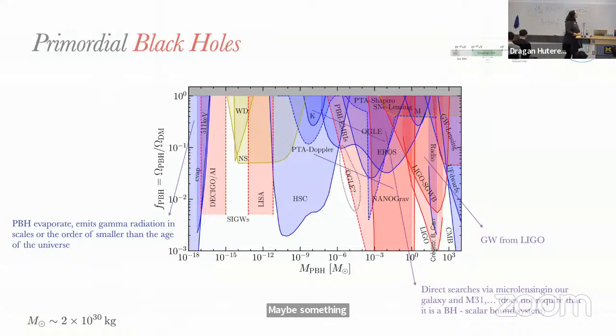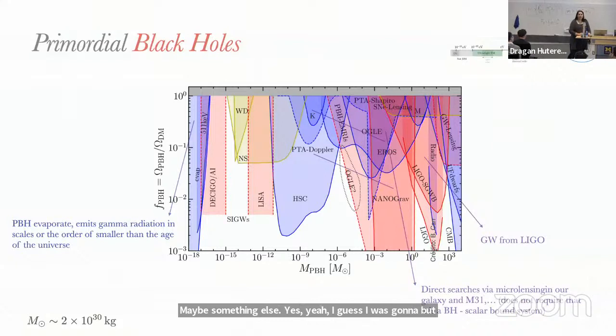I guess I was going to ask, but you more or less tied into it: this is all just for monochromatic mass functions, right? Just for monochromatic, if it's one thing, yeah. Exactly. This is actually just for monochromatic, yeah.